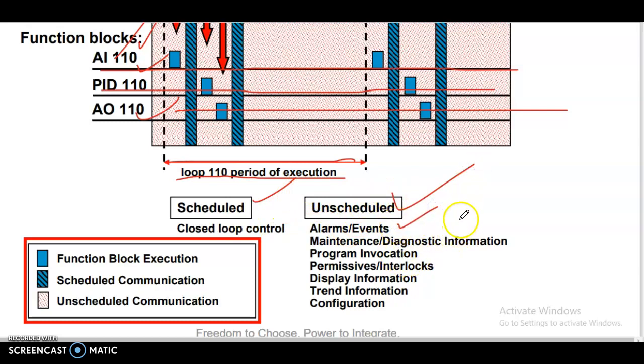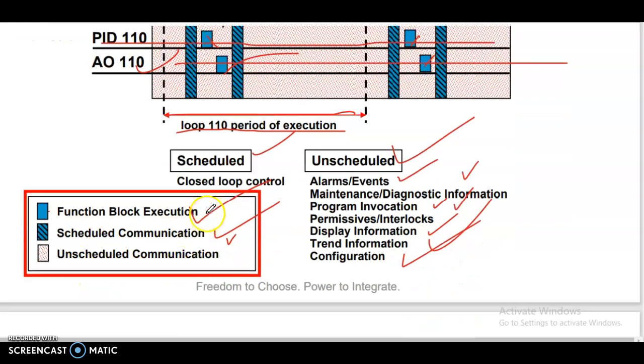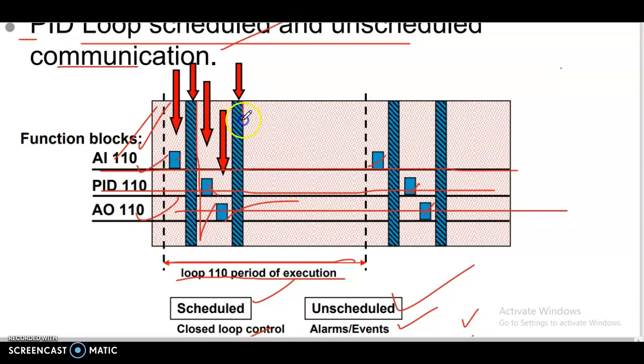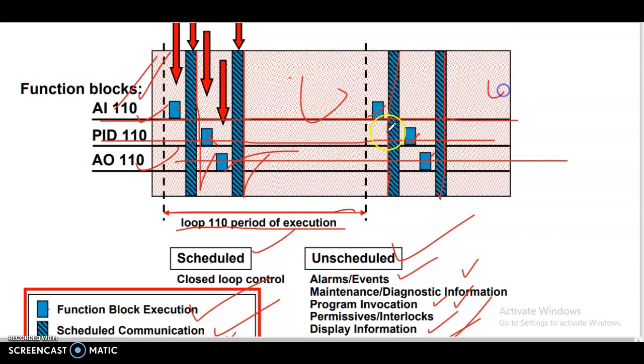Unscheduled: alarms, events, maintenance, diagnostic information, program invocation, permissives, interlocks, display information, trend information, configuration. Function block execution, scheduled communication, unscheduled communication. That is, here this color is function block execution. This full is scheduled communication, and then unscheduled communication. The remaining start with unscheduled communication.